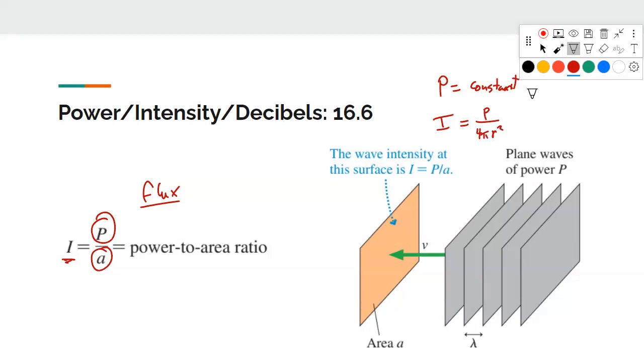And so we can see that the intensity is proportional to 1 over r squared. So if we get twice as far away, the intensity, so the brightness of a light bulb or the loudness of a sound, is going to be 1/4 as big. If we get 3 times as far away, it'll be 1/9 as big. And so this is called an inverse square law.